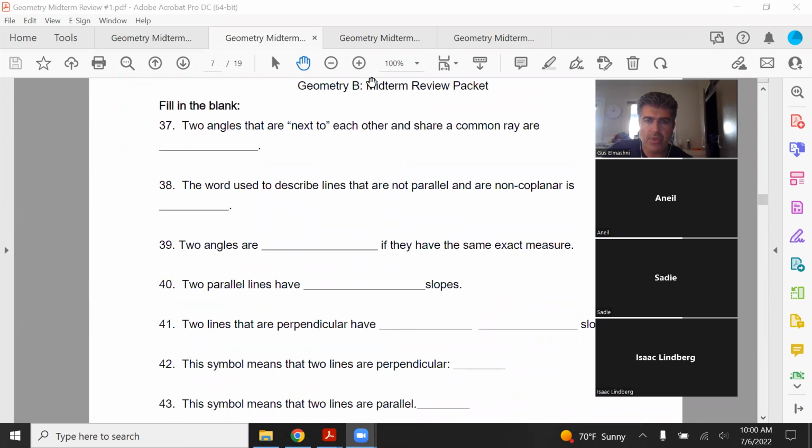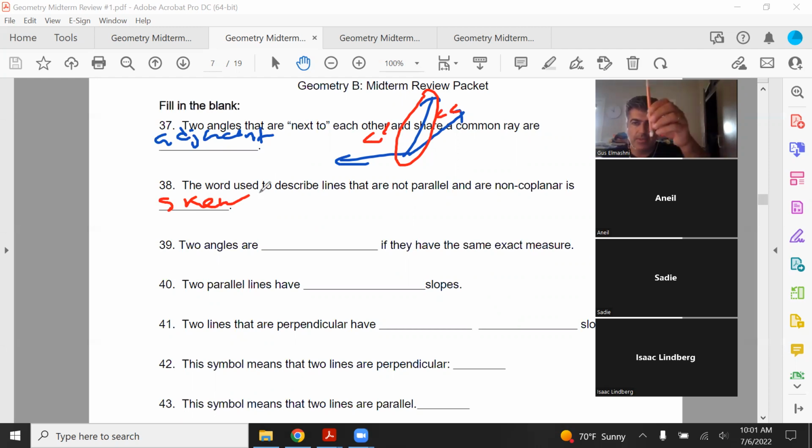Two angles that are next to each other and share a common ray are adjacent. Let's say they share a common ray, it would be like this, where this would be the common ray right there, and that's angle 1, that's angle 2. The word used to describe lines that are not parallel and are not coplanar is skew. It's like I have a mechanical pencil and a pen. They're not going to touch, but they're not on the same plane either. They're not going the same direction.